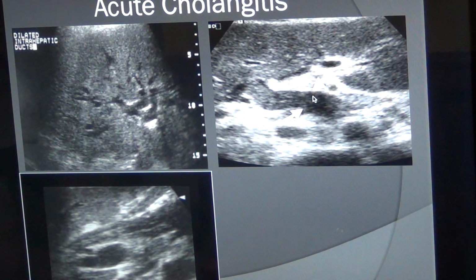It is dilated, and you need to fix the gain so that it will be more anechoic. You have to measure only the anechoic area. Normally it is 4-5 millimeter. It can go up to 7 millimeter, but if it is greater than 7 millimeter, then you can say the common bile duct is dilated. Here, look at this situation. This is the portal vein. Anterior to the portal vein, there is the bile duct. So this part is the common hepatic duct, and this part is the bile duct.